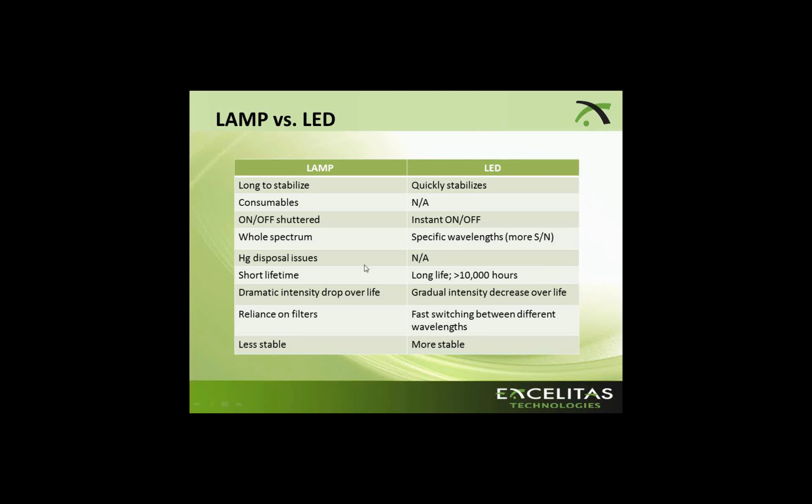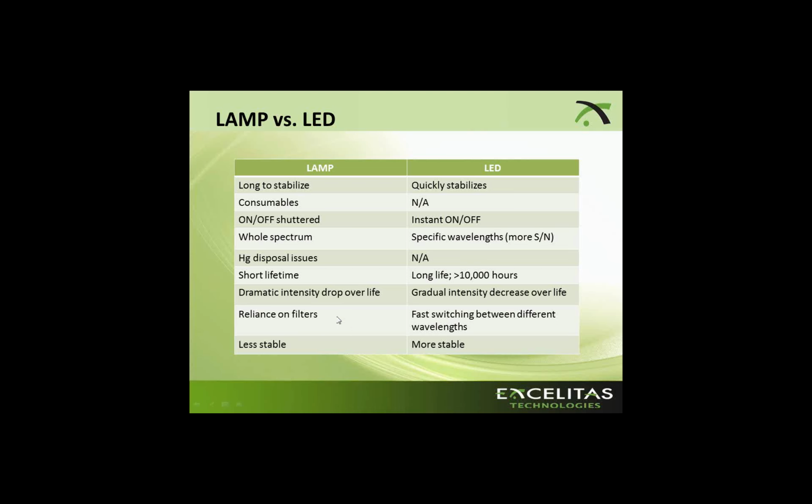Lamp has mercury disposal issues. LEDs do not, because there is no mercury. Lamps have a short lifetime from 100 to a couple thousand hours. LEDs are usually a minimum of 10,000 hours. Our X-Cite LEDs are 20 to 25,000 hours guaranteed. Lamps also do have a dramatic intensity drop over their life, but with the LEDs, you have a much more gradual decrease in intensity over the life of the LED.